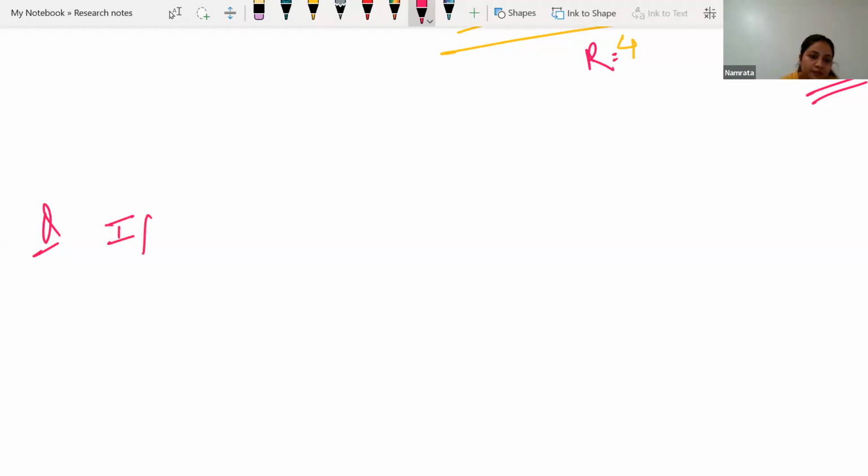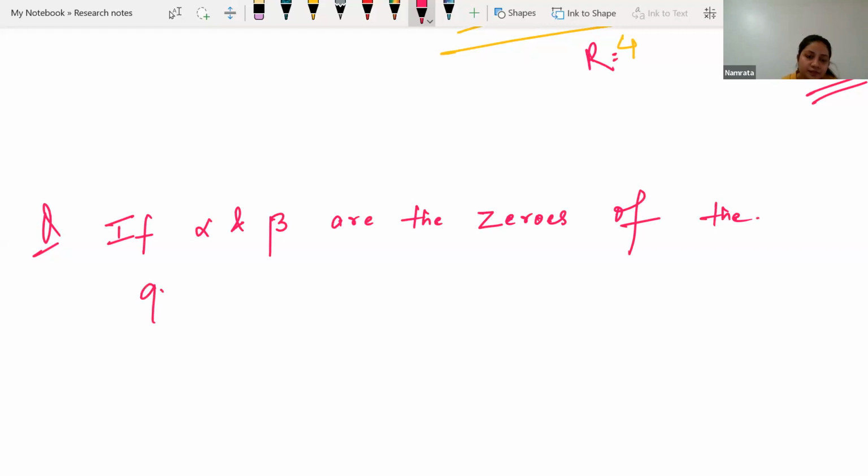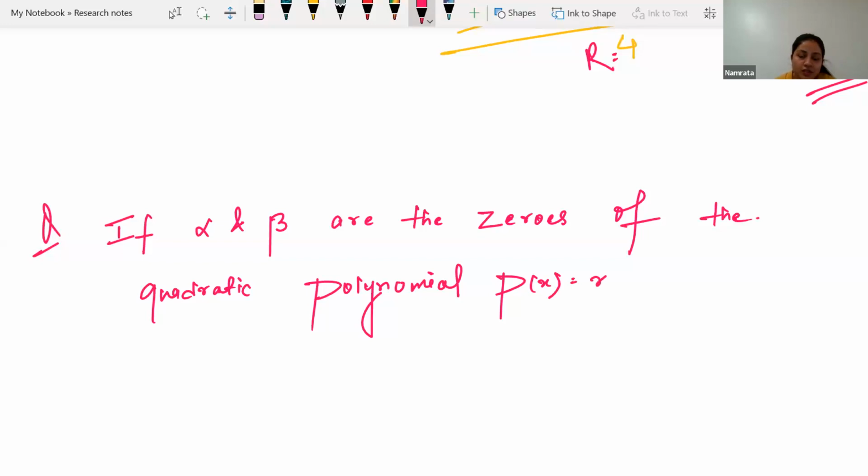If alpha and beta are the roots or the zeros of the quadratic polynomial p(x) = x² − (k + 6)x + 2(2k − 1), then we have to find the value of k.